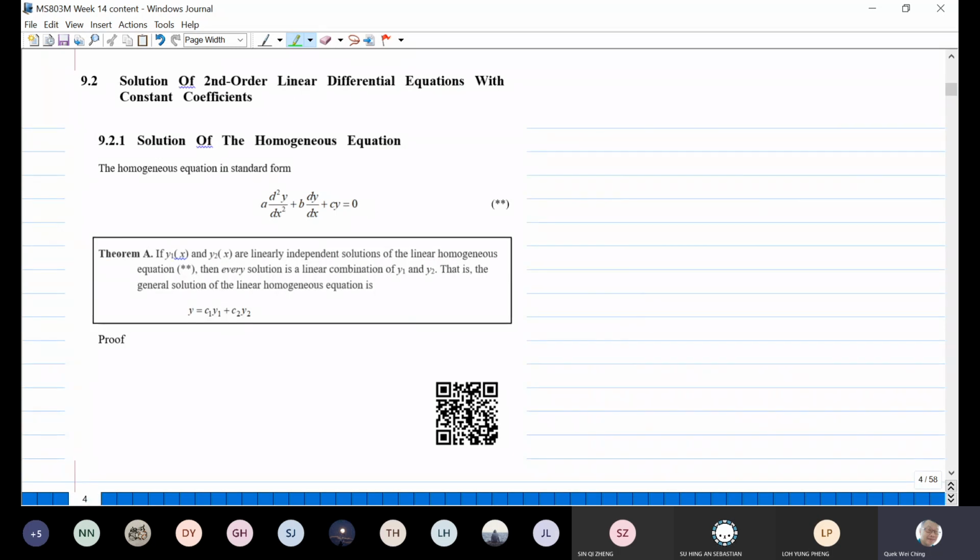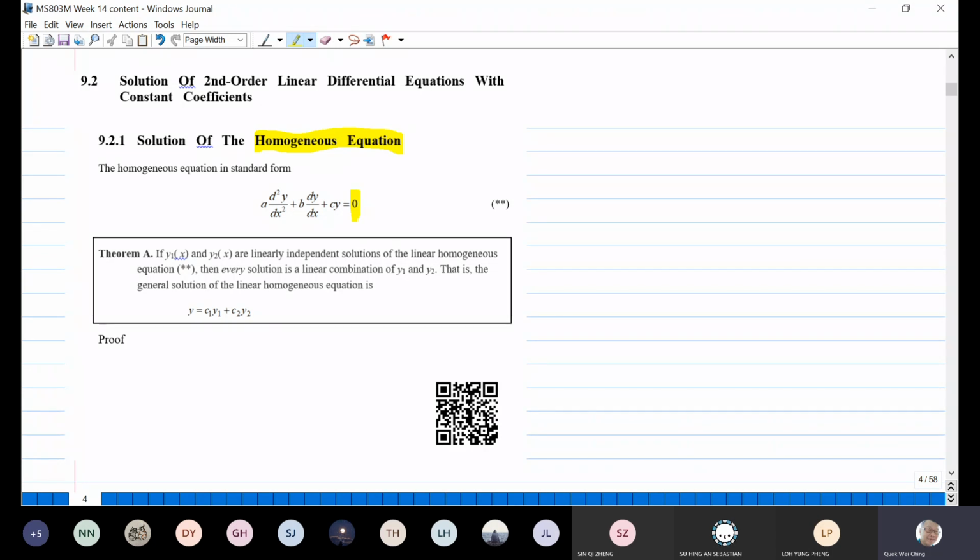Okay, then let's start with a simple one. How to find the solution of a differential equation with constant coefficients, where the right-hand side is equal to 0. Right-hand side equal to 0, we know that this is what we call a homogeneous equation. For second order, this is called a homogeneous equation. The right-hand side equal to 0.